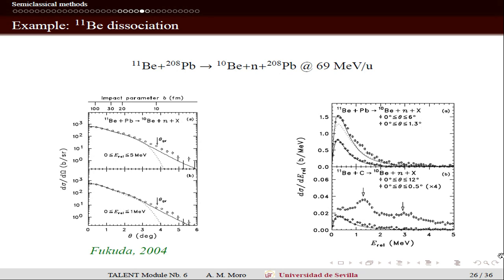But in this case, you see that they managed to get these beautiful curves. So we concentrate on the lead target. This is carbon target. That is a different story. So we are interested in Coulomb excitation. So we look at this spectrum. This is for the energy.